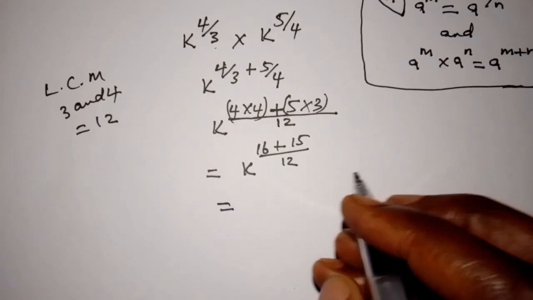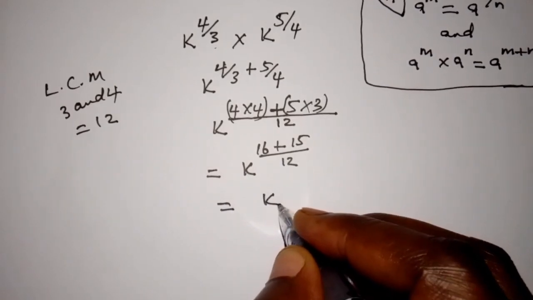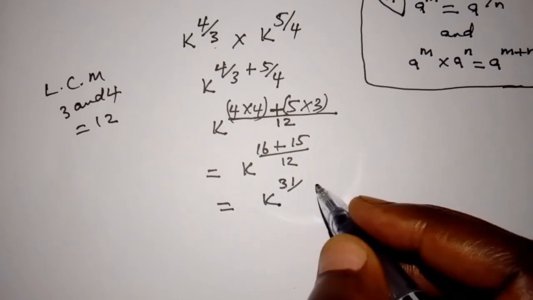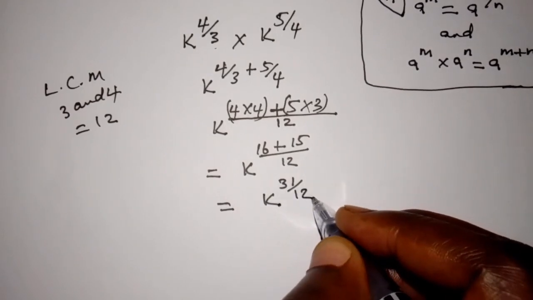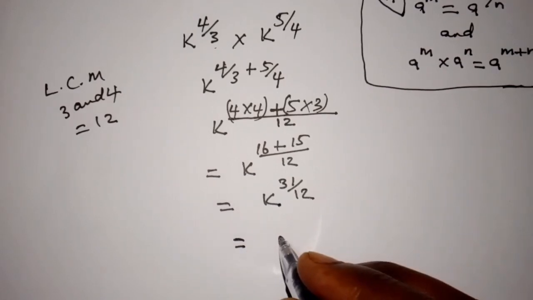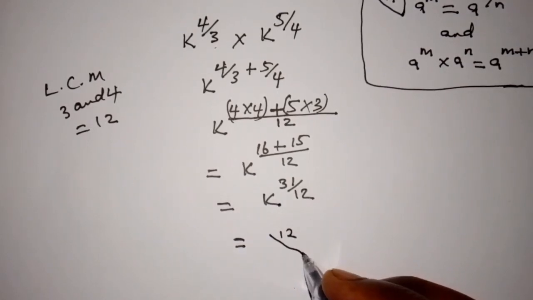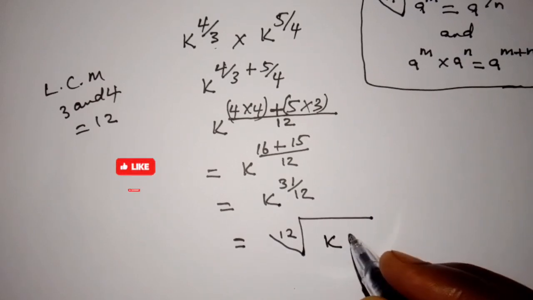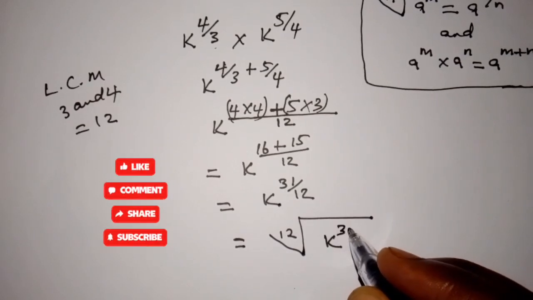which is equal to k power 31 over 12, which is equal to the 12th root of k power 31.